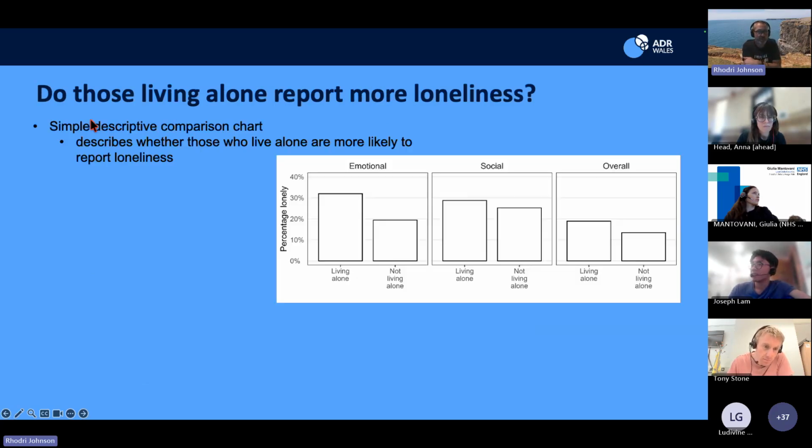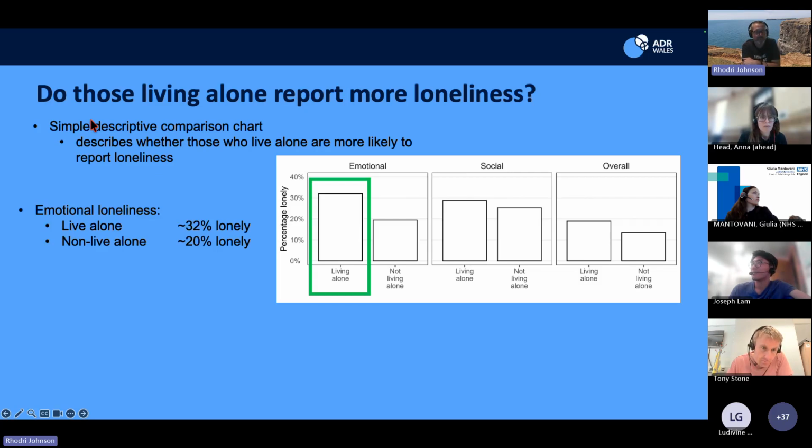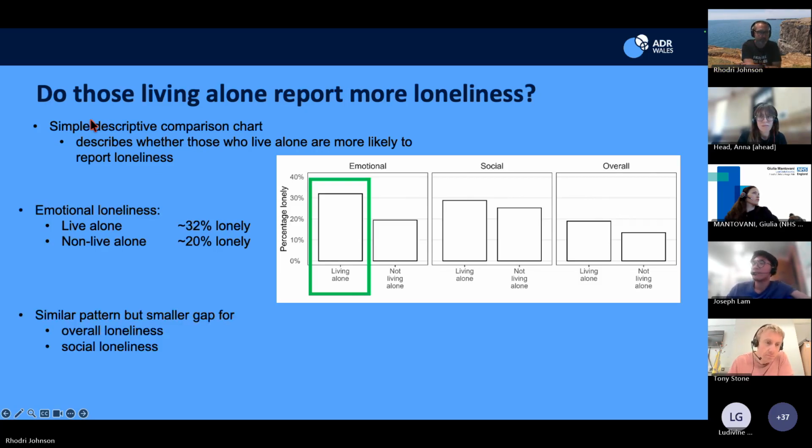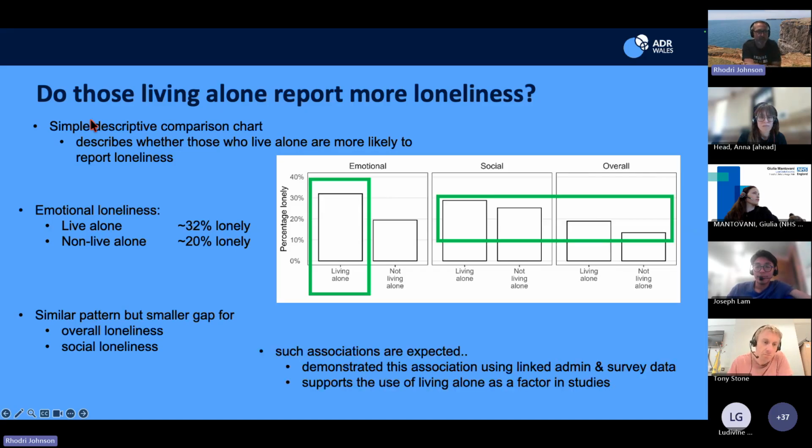It's a simple descriptive chart, describing whether those who live alone are more likely to report loneliness. For emotional loneliness, yes, they do. 32% of people living alone report loneliness, compared to 20% who are not living alone. Similar pattern for social and overall, but less of a gap between the two. This kind of thing often seems so obvious, but I guess we're demonstrating the association using this data, providing evidence, especially using linked admin data and survey data. And it supports the use of living alone as a factor in studies. Yes, there is a difference there. This is something useful which could be important for health, etc.